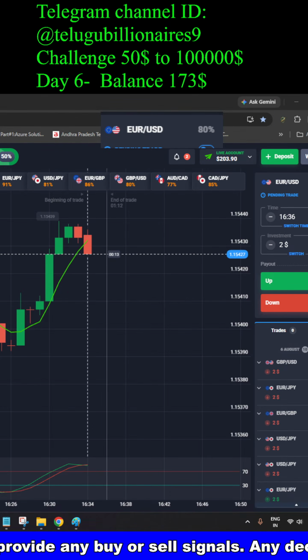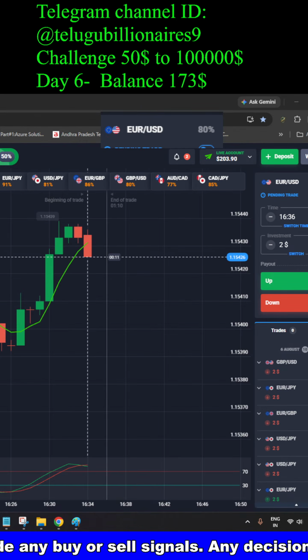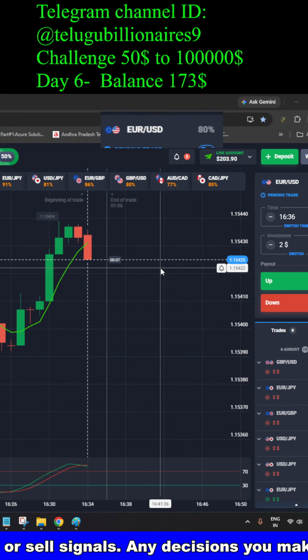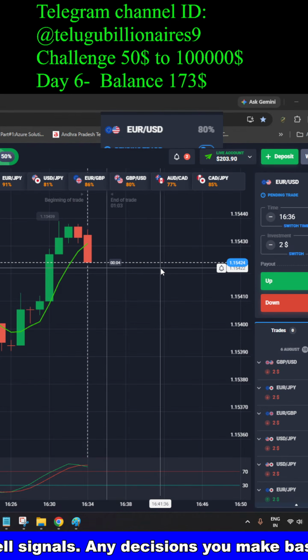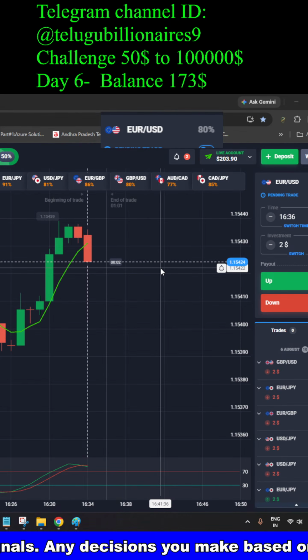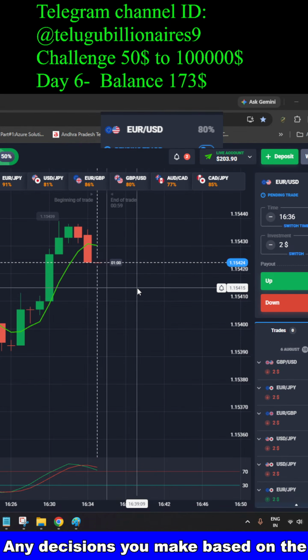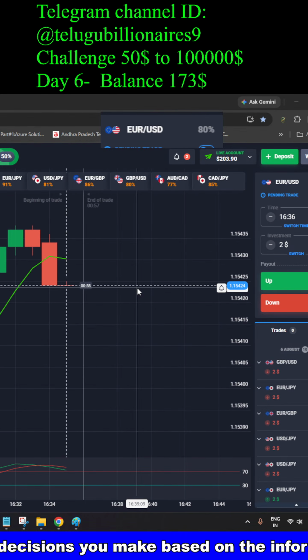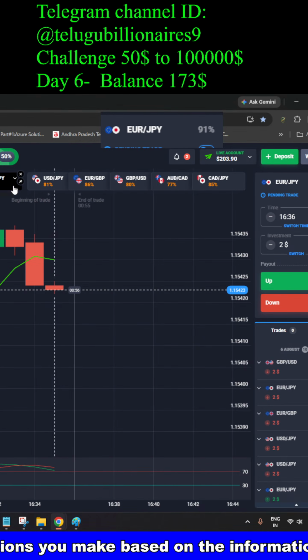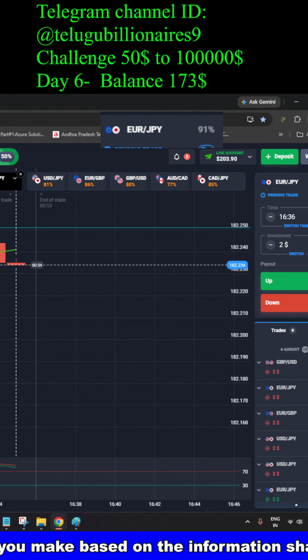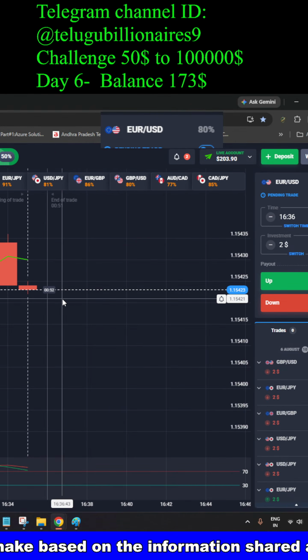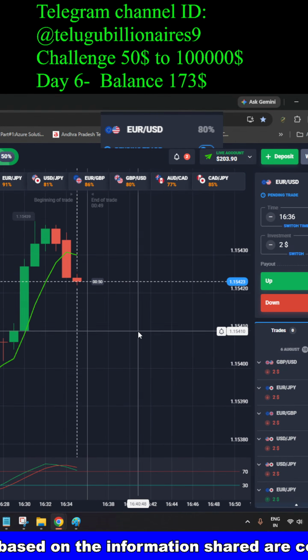So that is the setup. Practice it for one or two sessions. In each session you can try 10 trades and check the accuracy. Try a second session and check the accuracy. Then only you can understand the setup. Okay, see this is closed. What about this one, also closed. We'll see, we'll get an opportunity here.